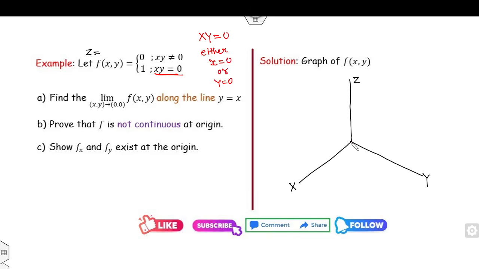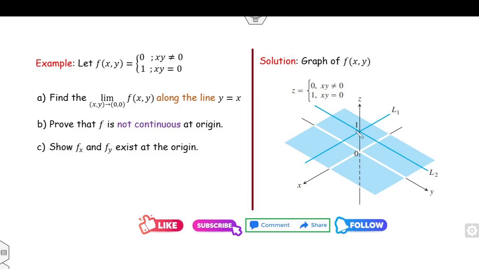If x is equal to 0, that means this is a line. If y is equal to 0, that means this is a line. That means whenever the line passes through the axis, the line will be this case. You can see the red and blue line, and this is a line L1. Whenever xy is non-zero, that means x has some value and y has some value, this is the graph of this function.